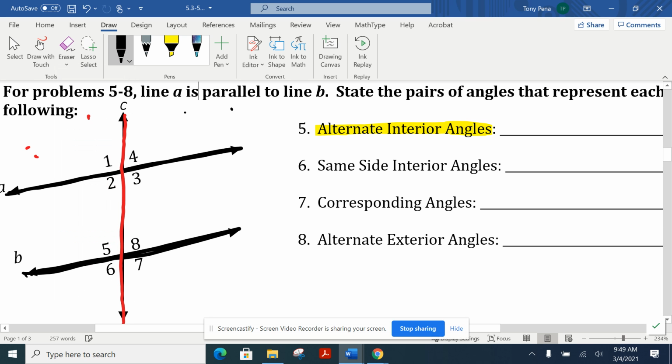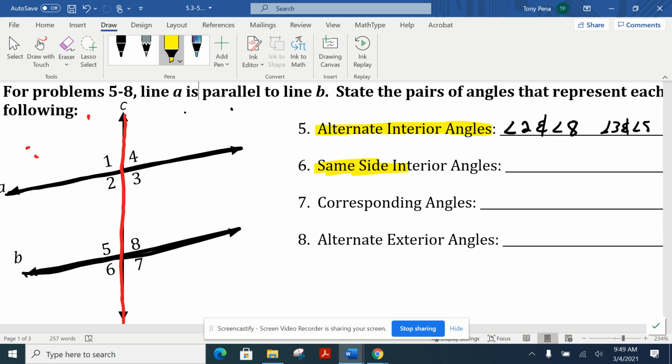All right, so Cam, what's one set of alternate interior angles? Angle 2 and angle 8. All right, so this angle here and here, they're both inside and on opposite sides, which would mean the other one would be what, Cam? Good. Angle 3 and angle 5 are alternate interior.